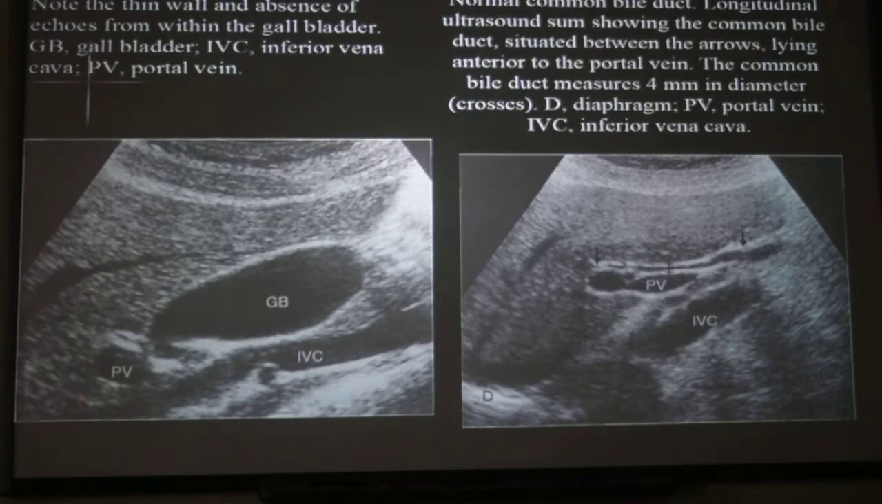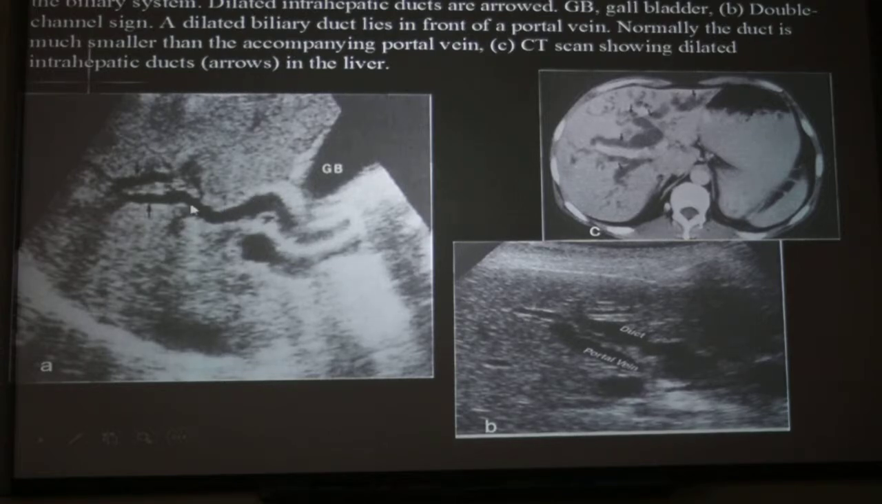Obstruction. It means that the bile is being obstructed. So the patient would be jaundiced. Okay? So common bile duct obstruction means there is also intrahepatic duct dilatation. So how does that appear on ultrasound? This is how it appears. You see, the ducts get dilated like this. You have a double duct appearance.